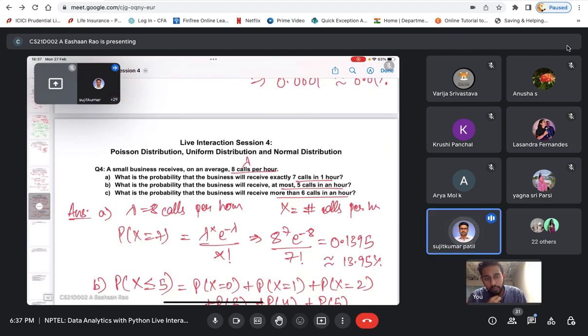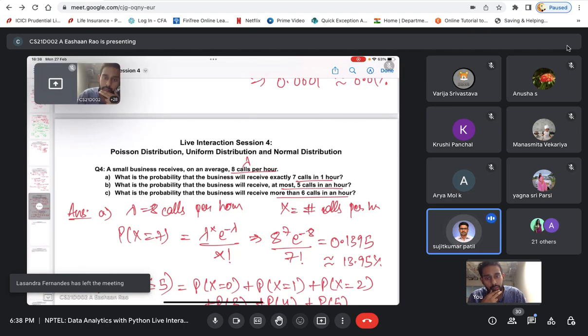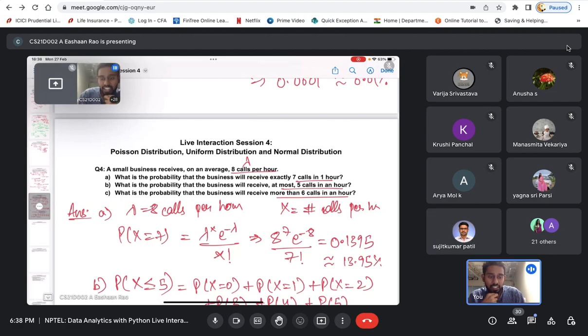Okay. So exactly 7 calls in 1 hour is very near to the 8 calls per hour. And in the last question, that is 6 calls or more than 6 calls, it means 8 crossing. So the probability of a question is 13, which is very minimum. Exactly 13, we are saying. And C is the maximum, that is 63%. So why the difference?